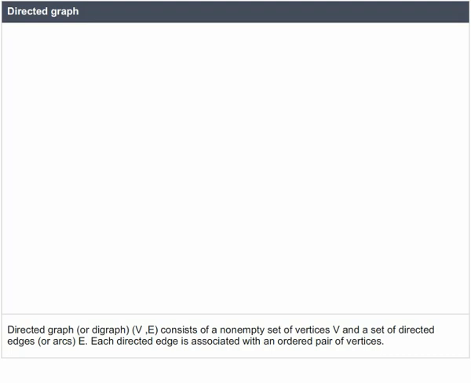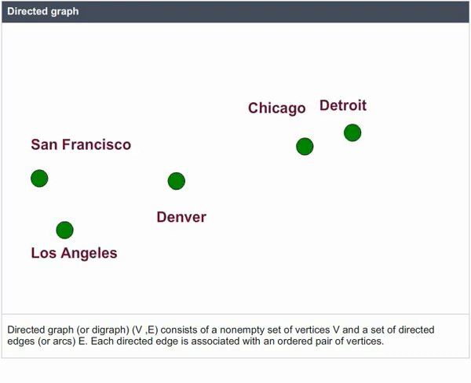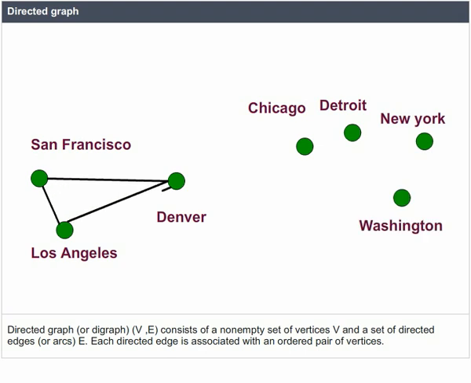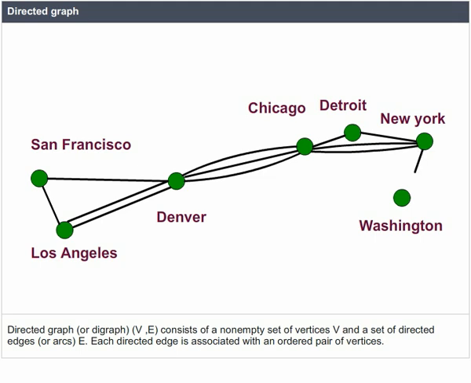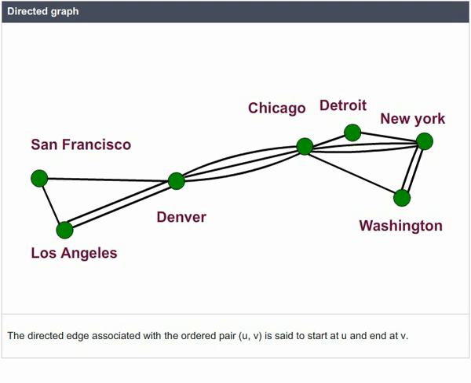Directed graph or digraph G equal to (V, E) consists of a non-empty set of vertices V and a set of directed edges or arcs E. Each directed edge is associated with an ordered pair of vertices. The directed edge associated with the ordered pair (u, v) is said to start at u and end at v.